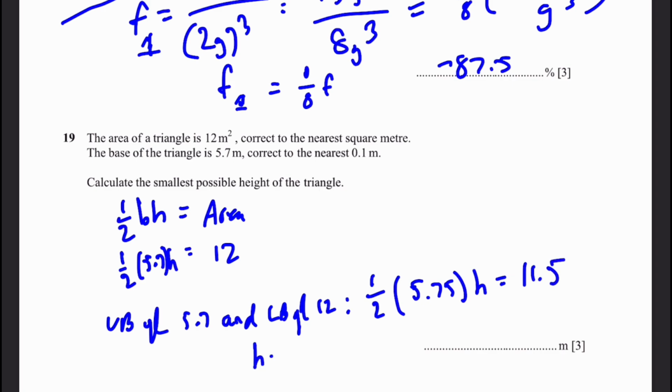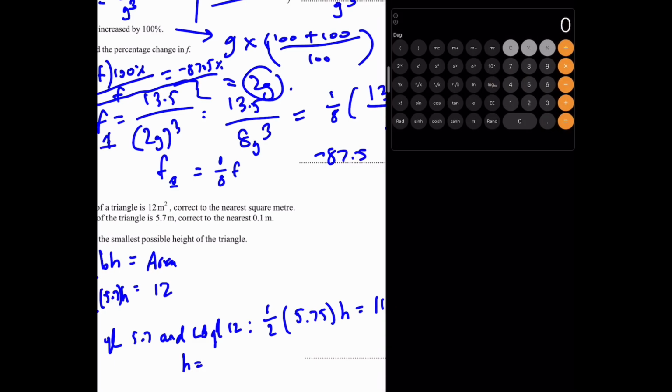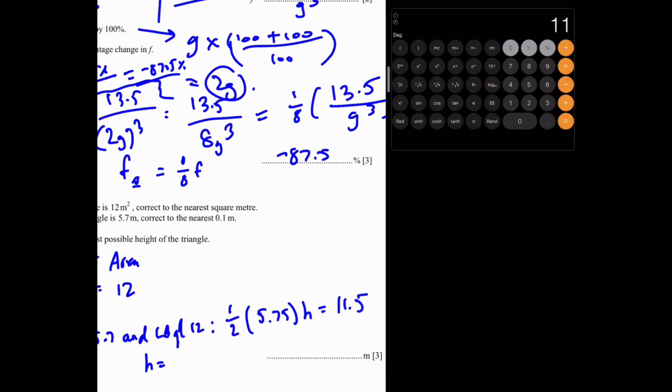And now we can find h in meters. Let's use our calculator. Here we go. So 11.5 divided by 5.75 is equal to 2. And divide by half is the same as multiplying by 2, which is 4. So 4 meters is our answer, the smallest possible height of the triangle.